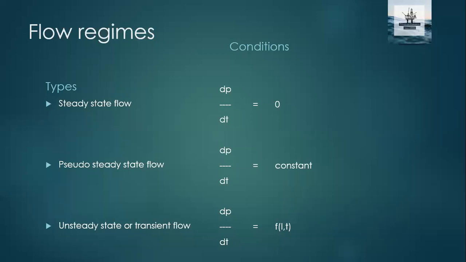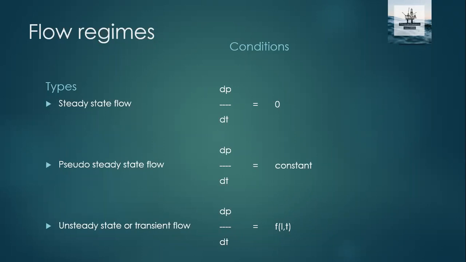Why? Because here P is not a constant, it is a variable, but it is changing in a constant way. So the change is constant. So change in pressure, that is ∂P, with respect to change in time, that is ∂t, is equal to constant. When you change time, pressure changes, and that too in a constant way. In that way, this condition applies for pseudo steady state flow.